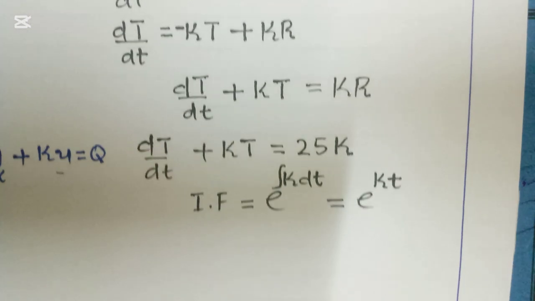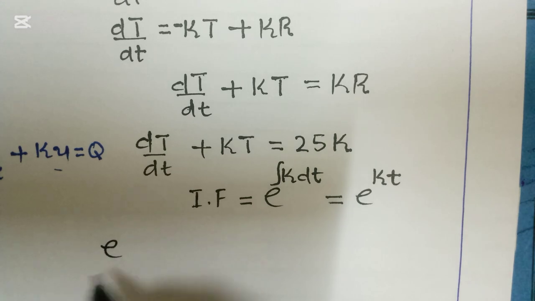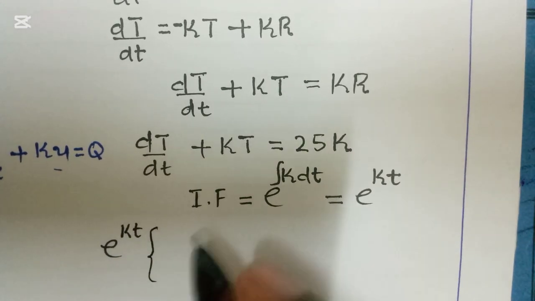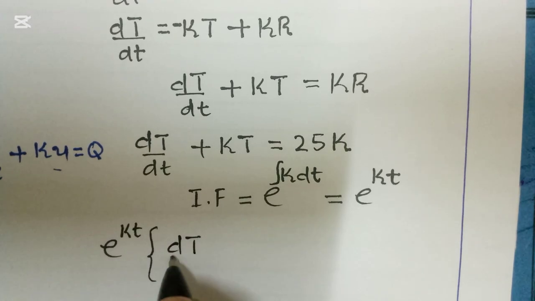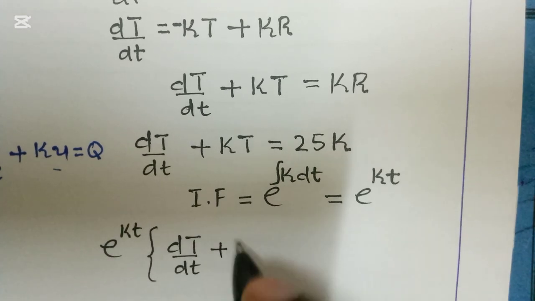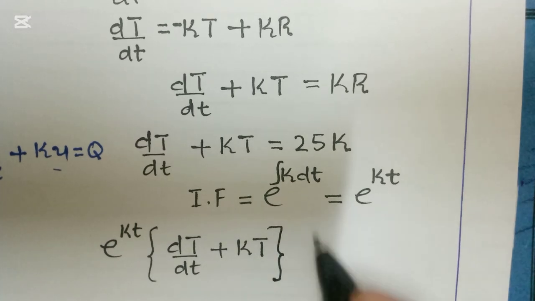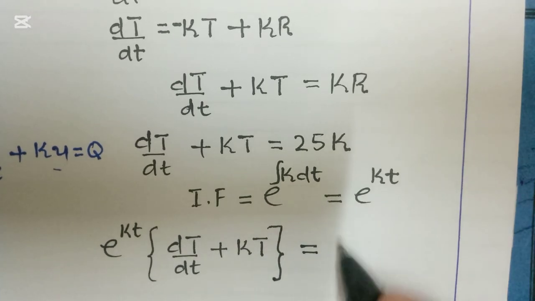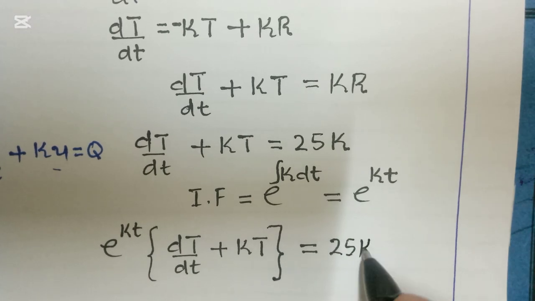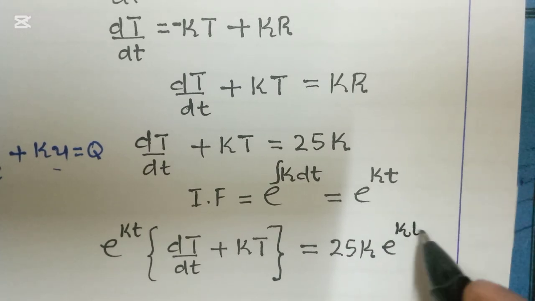So guys, from there, we multiply the integrating factor, e raised to kt, throughout. We multiply it here on dT over dt plus kT, and this is equal to 25k, multiplied again by e raised to kt, like that.